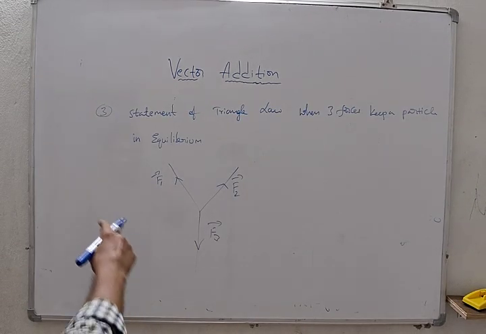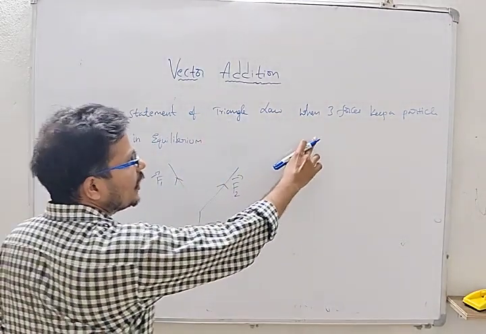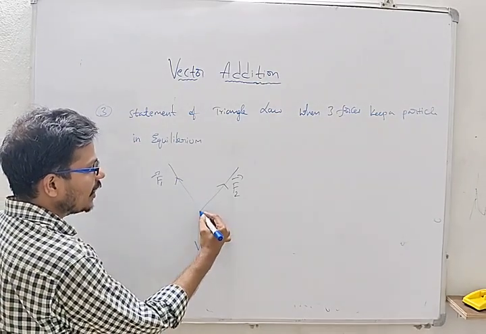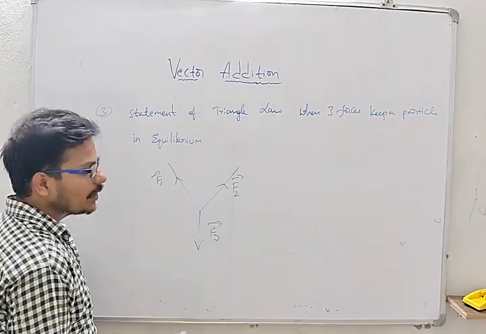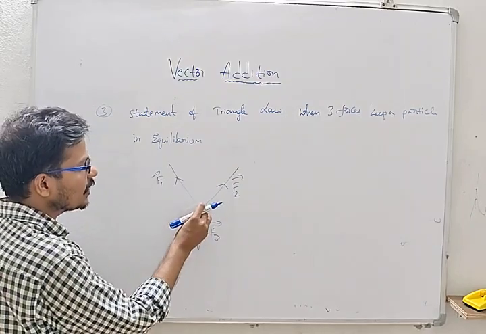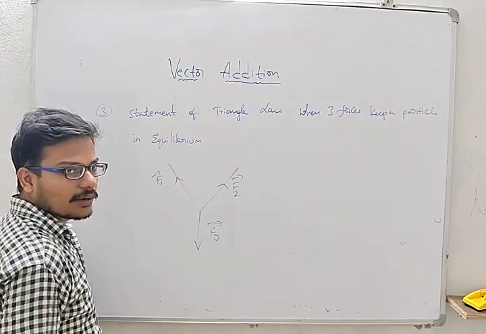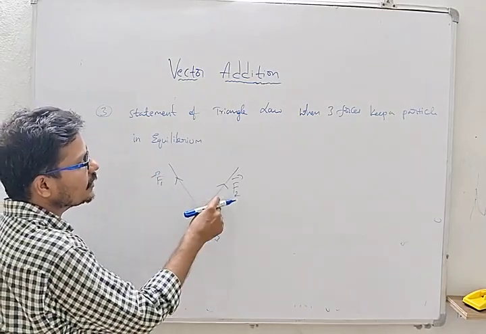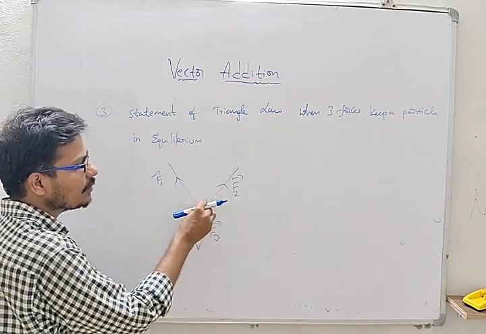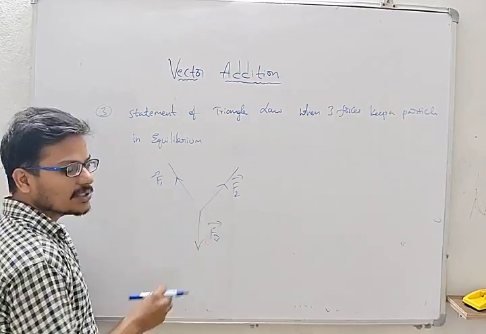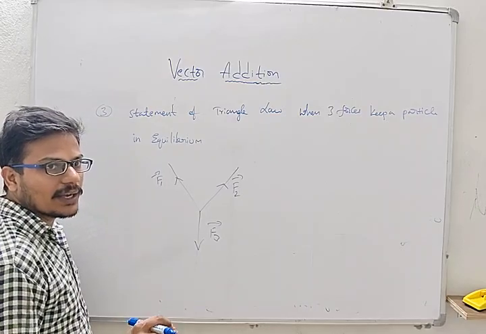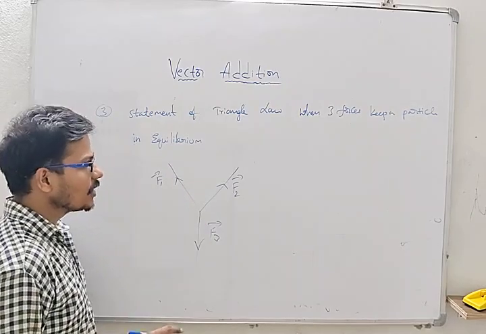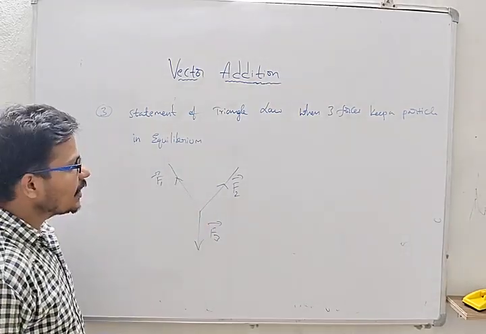Now the statement of the triangular law. When three forces keep a particle in equilibrium, for example, we tie a rope in three directions, like this. We tie a rock with three ropes. In this case, force is applied in this direction, this direction, and this direction, to maintain the rock, or the particle, in the equilibrium position. In this case, we can get the triangular statement.